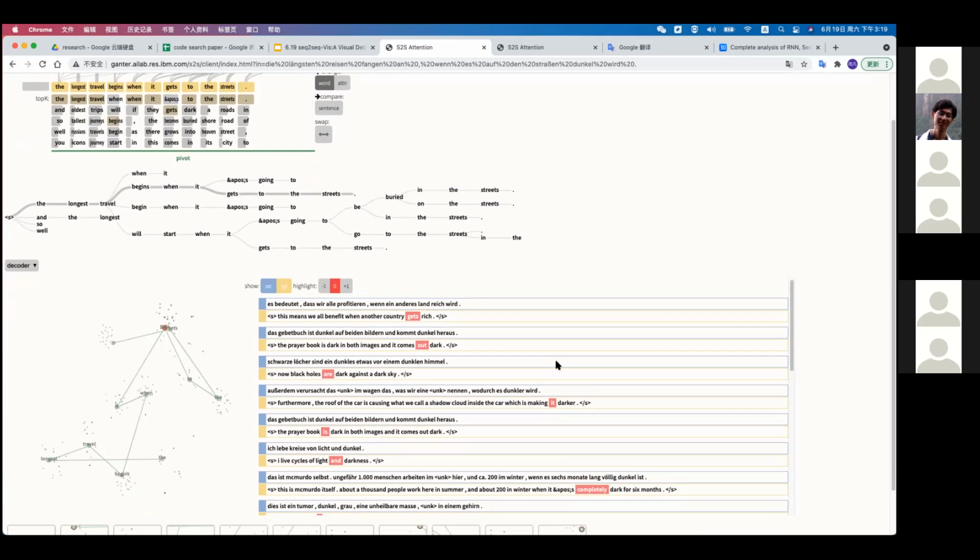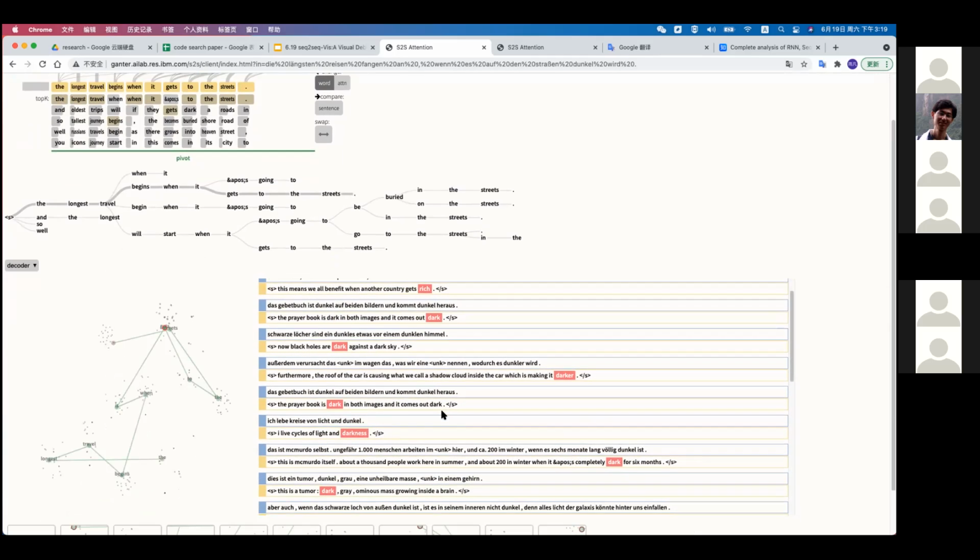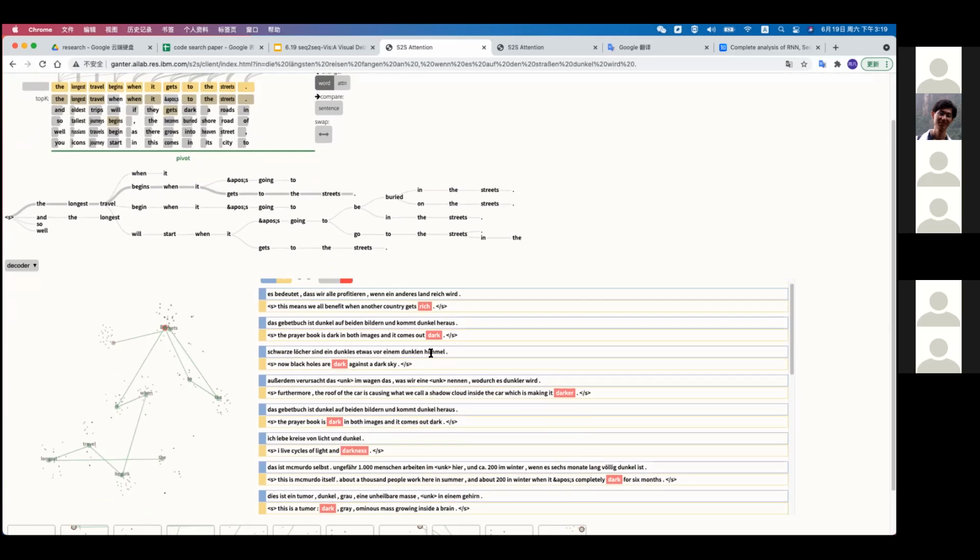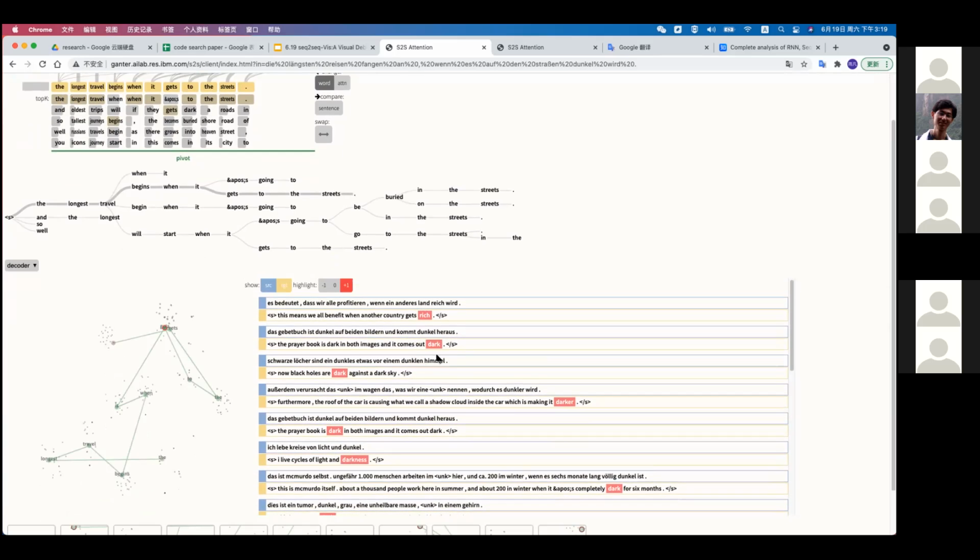So we check the decoder hidden state vector, to see whether its next step is "dark" or not. Here we can see that the most possible word next to "get" is "dark". Could you see this? So they think that the decoder is good because the decoder's hidden state gets the right result.